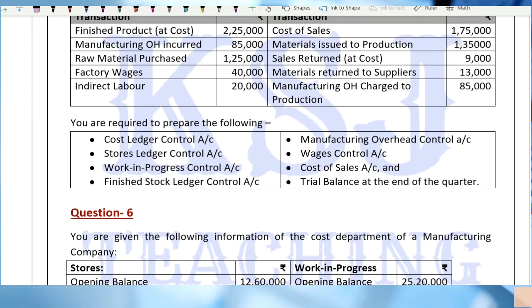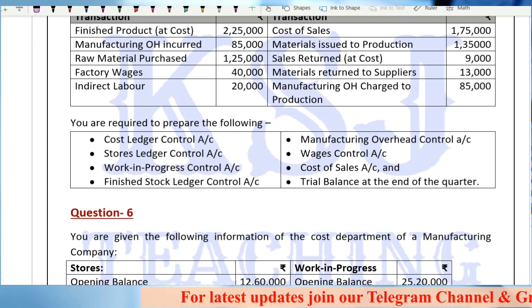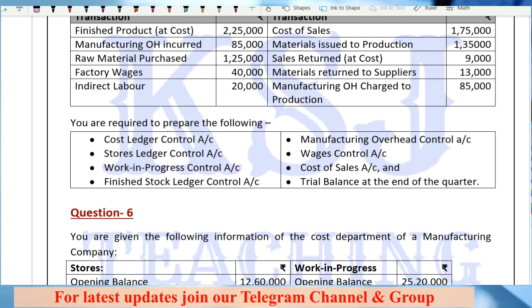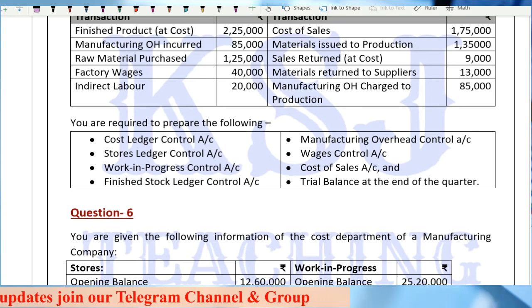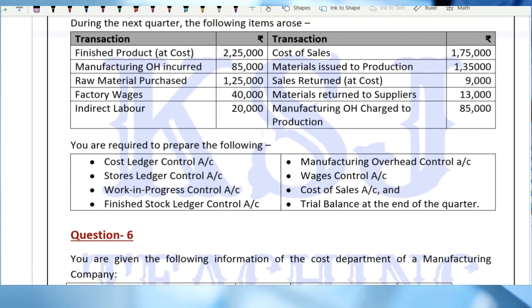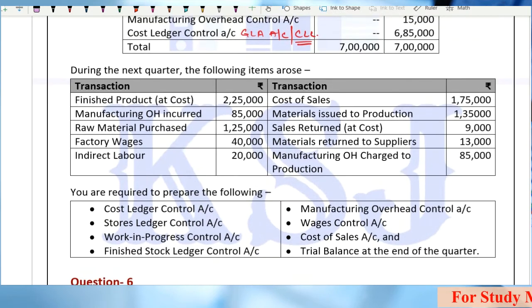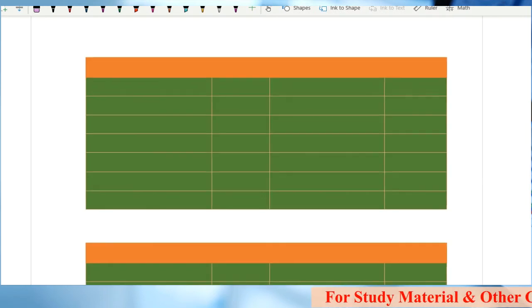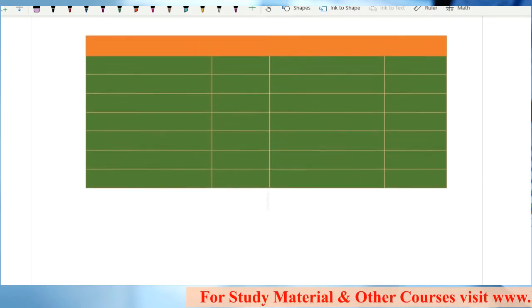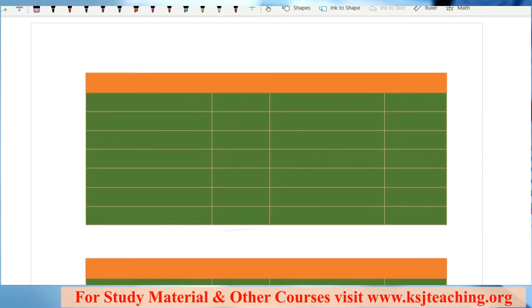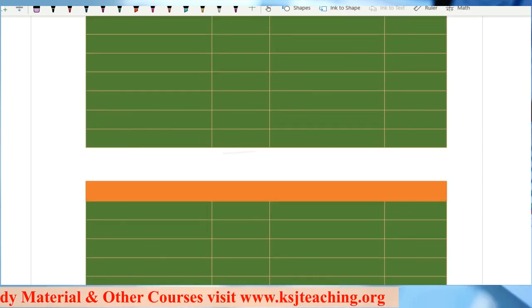This kind of question can definitely be asked in the exam for 10 marks. You are required to prepare 8 accounts, so you can get this question for 10 marks for sure. In such questions where you have to make so many accounts, what you should do is first prepare the formats, keeping 6-7 lines for each account.